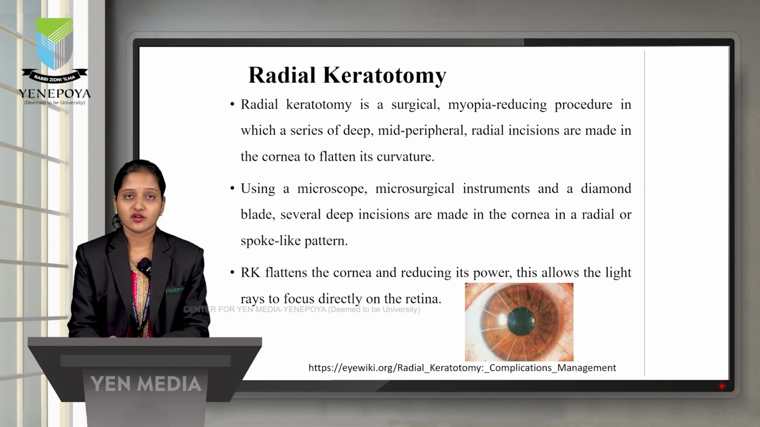Then we have radial keratotomy. It is a surgical myopia reducing procedure in which a series of deep mid-peripheral radial incisions are made in the cornea to flatten its curvature. As we can see in the image, radial incisions are made in the cornea to reduce its curvature. Using a microscope, microsurgical instruments and a diamond blade, several deep incisions are made in the cornea in a radial or spoke-like pattern. RK flattens the cornea and reduces its power. This allows the light rays to focus directly onto the retina.